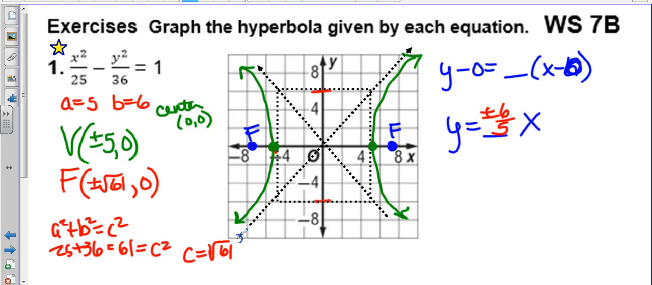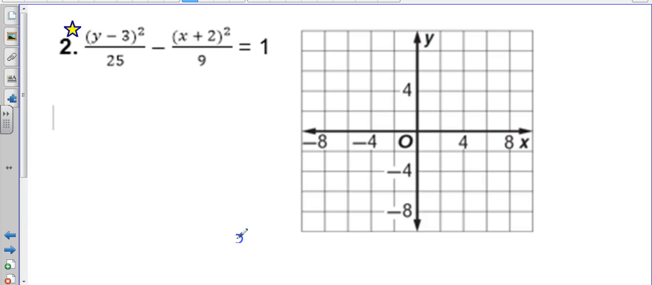All right. We okay so far? Okay. Now they get a little more complicated. Nothing we can't handle, but they're no longer what? Centered at the origin. So this one has a center where? Be careful, I tried to do this one wrong.